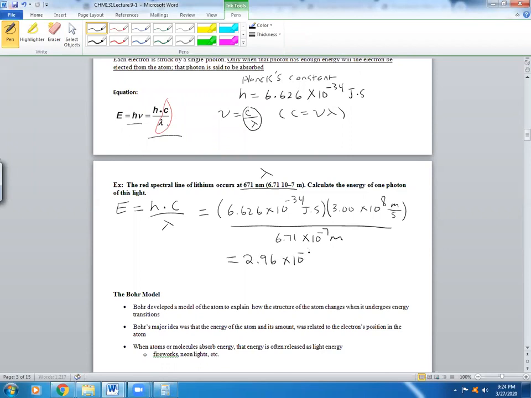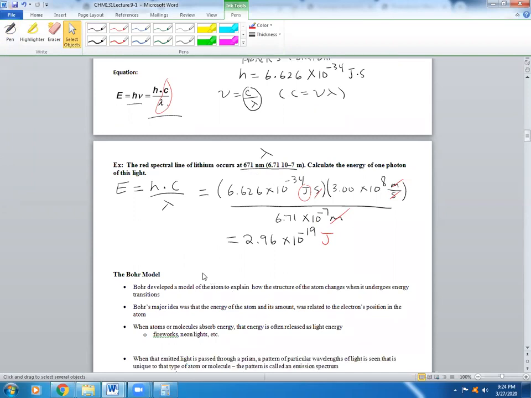And what's the unit? What's the unit of energy? It's joules. The seconds cancel out and the meters cancel out. So you're left with joules. Here it is. And by the way, these are the only calculations that you're going to do in this thematic unit, which is quantum mechanics all the way up to bonding.